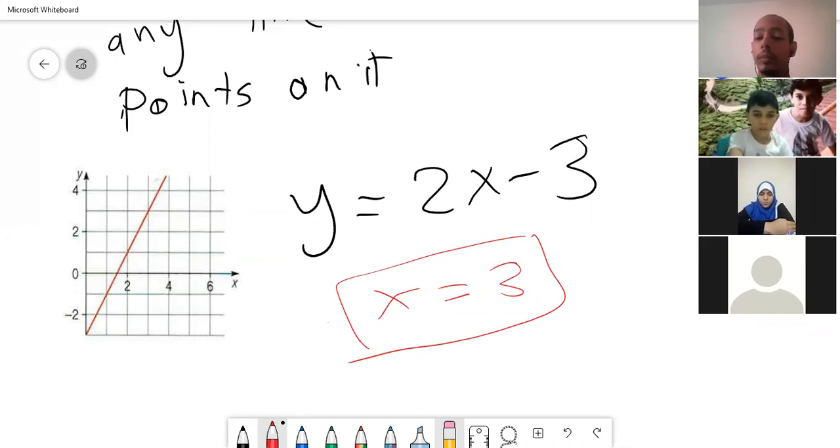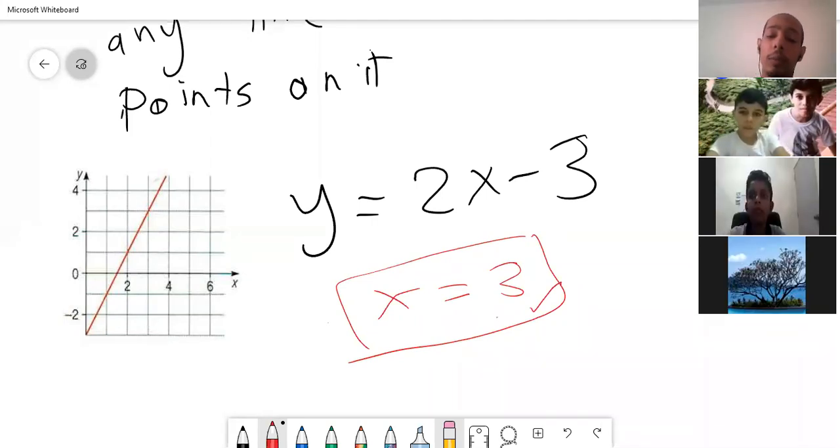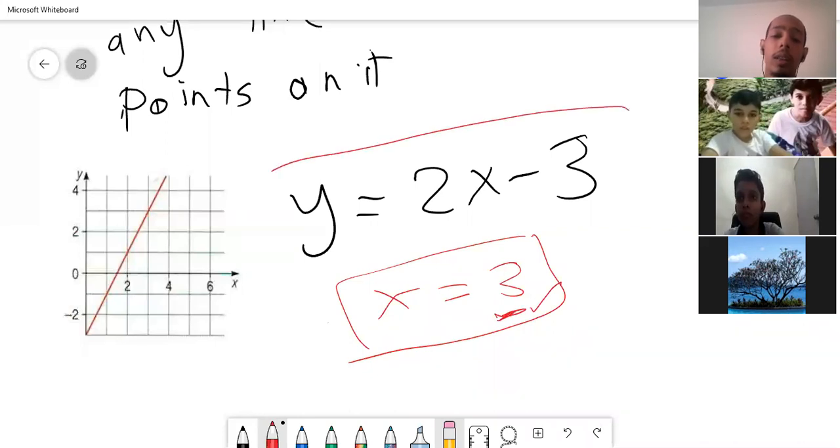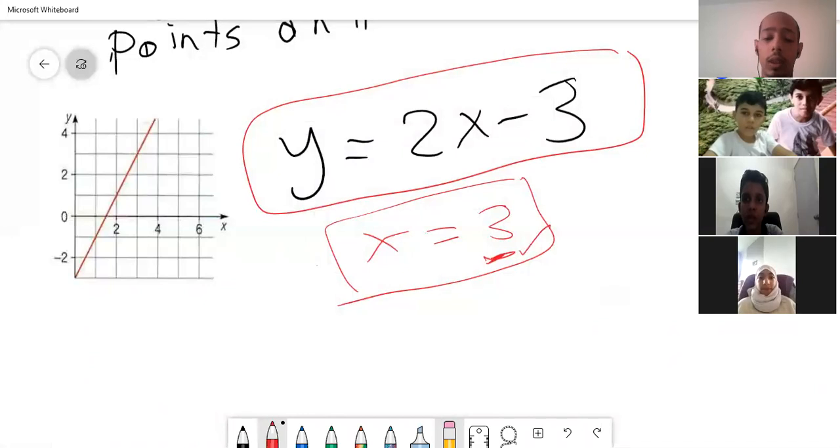Abdurrahman, can you tell me? If you plug this value of x inside this function, what will you get? Abdurrahman, open your mic. What will you get if you substitute the value of x inside this function? You're going to get the value of y, right? Yes. How?